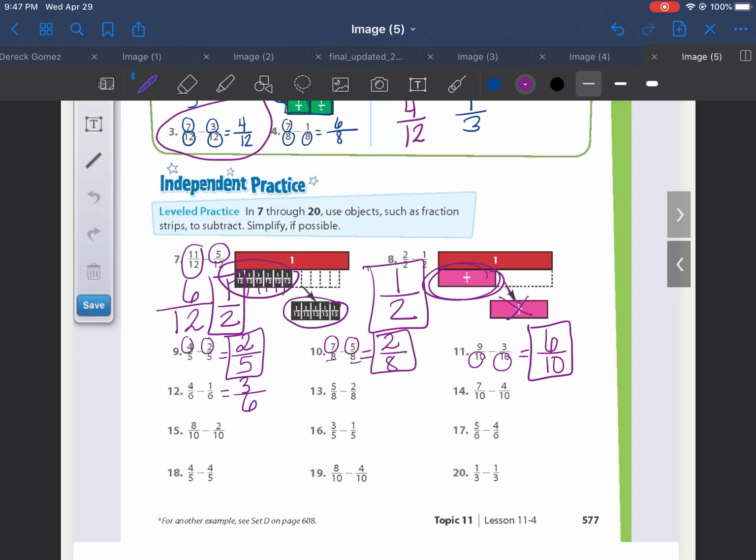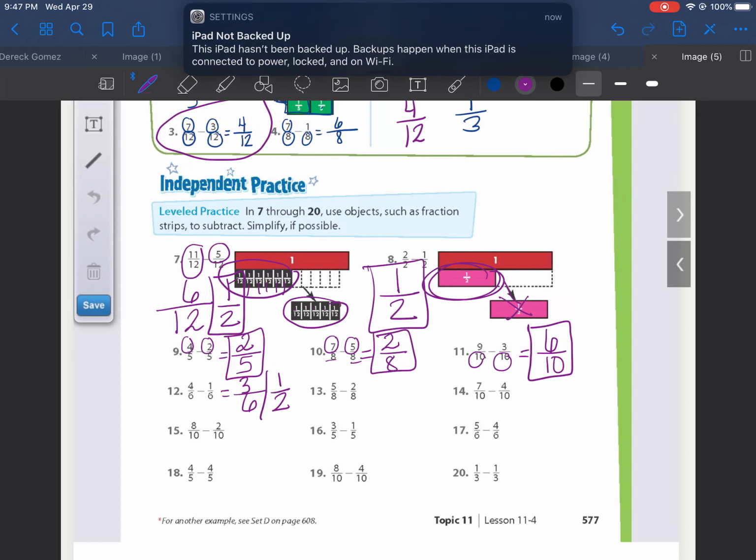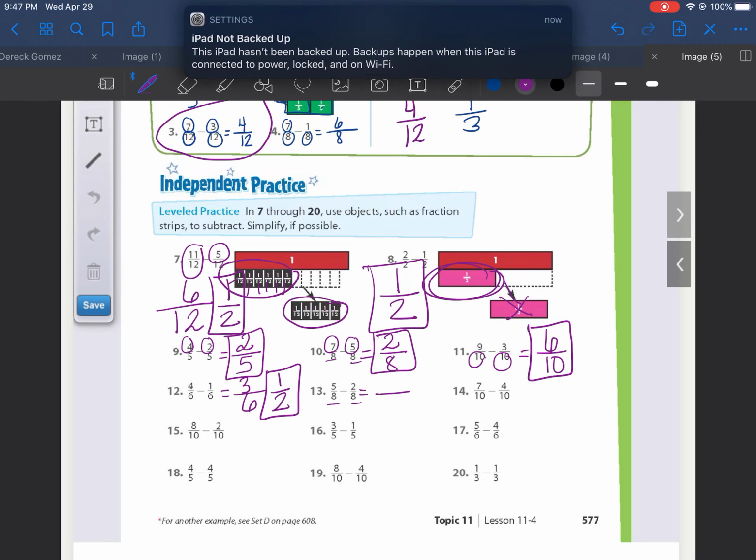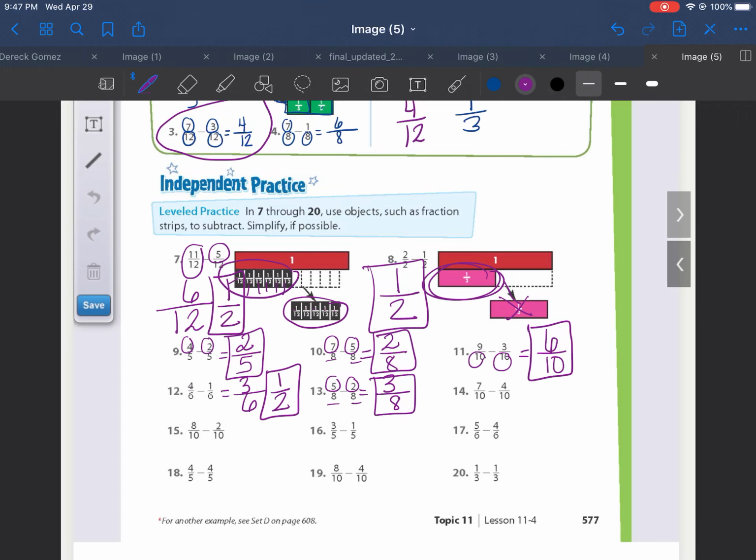Number 12, denominator stays the same. 4 minus 1 is 3. Remember, 3 is half of 6, so that would be 1/2. Denominator stays the same. 5 minus 2 is 3.